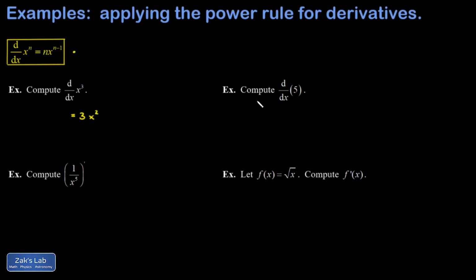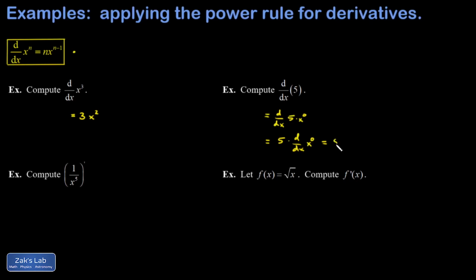The second one is a little bit unusual. I have the derivative of 5, and you may remember that the derivative of a constant is 0, but I wanted to show this using the power rule. So I'm going to write this as 5 times x to the 0, and that constant 5 is a spectator here. So it's 5 times the derivative of x to the 0.